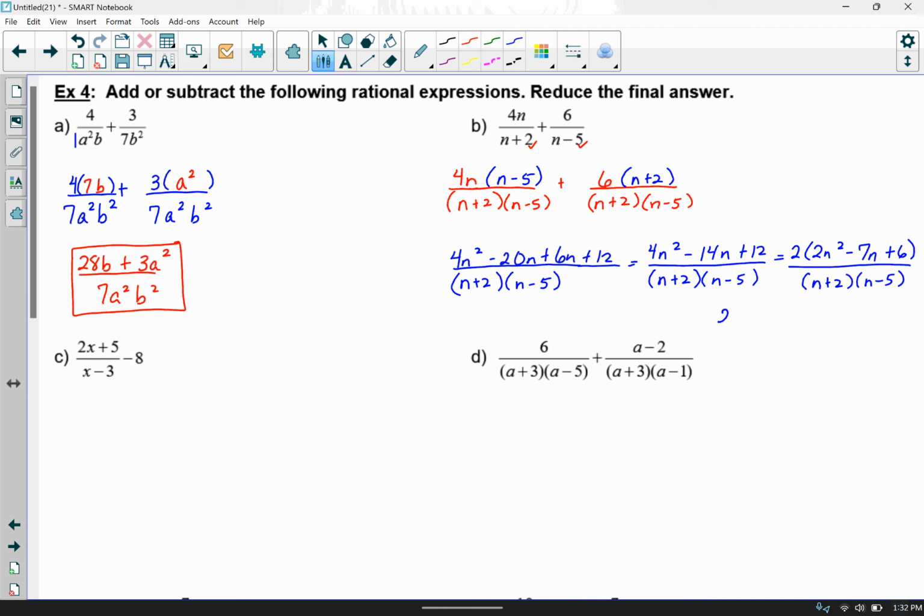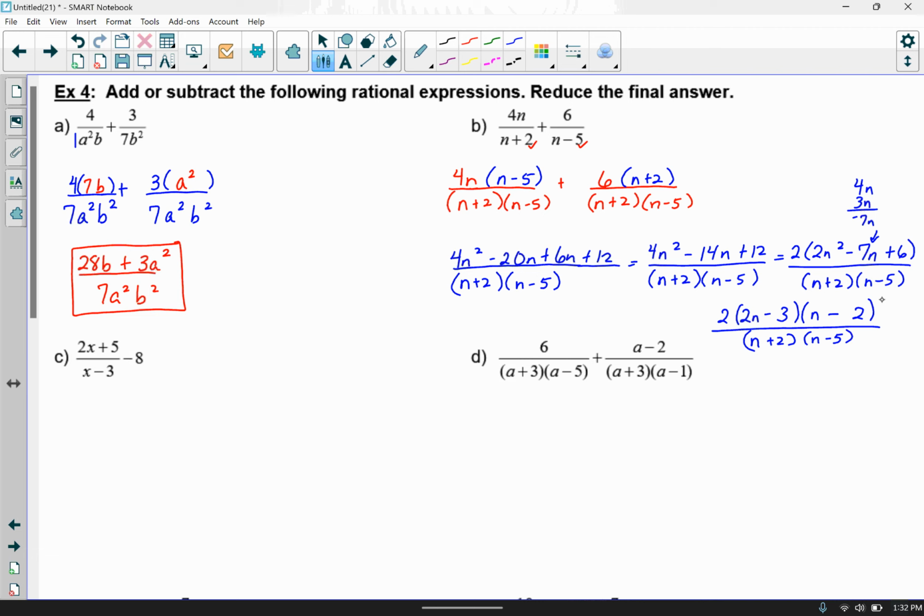So let's see, if I factor that top, the only way to multiply to give me 2n squared is 2n times n. Most common way to multiply to give you 6 would be 3 times 2. So let's put 2 in the back and 3 in the front. That way on the outside I have 4n. Put it up here. Inside I've got 3n. I want a negative 7n, right? That's my middle term here. I can get that by making them both negative. And then on the bottom I have n plus 2 times n minus 5.